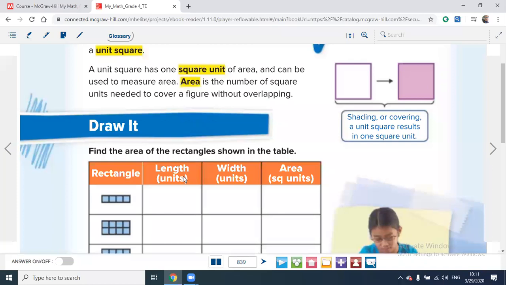Area means how many squares you need to cover this one. As you see, the area is the number of square units needed to cover a figure, without overlapping.